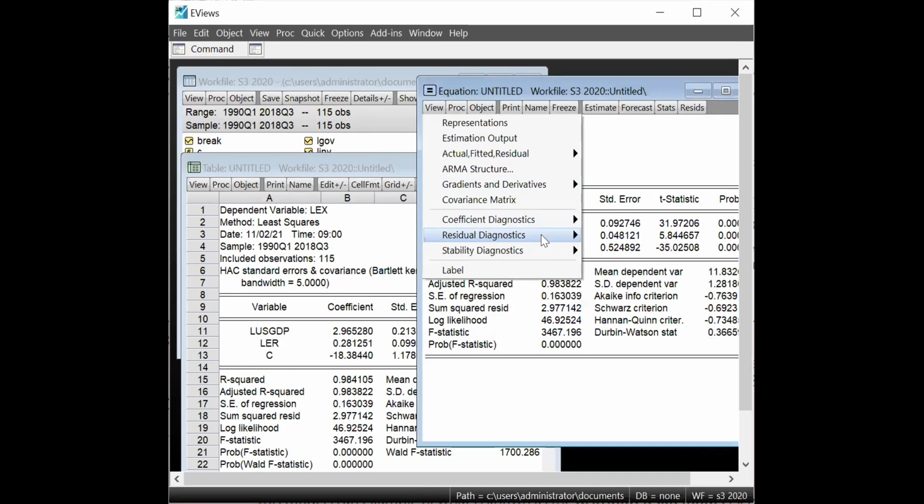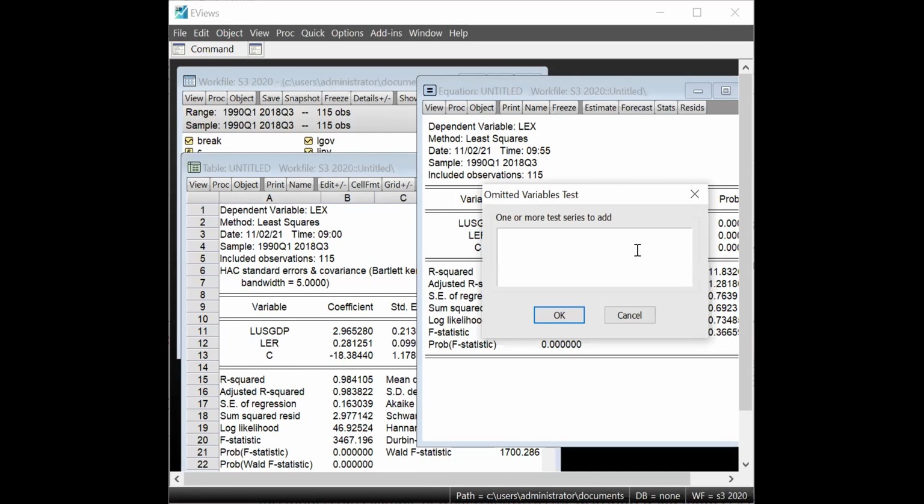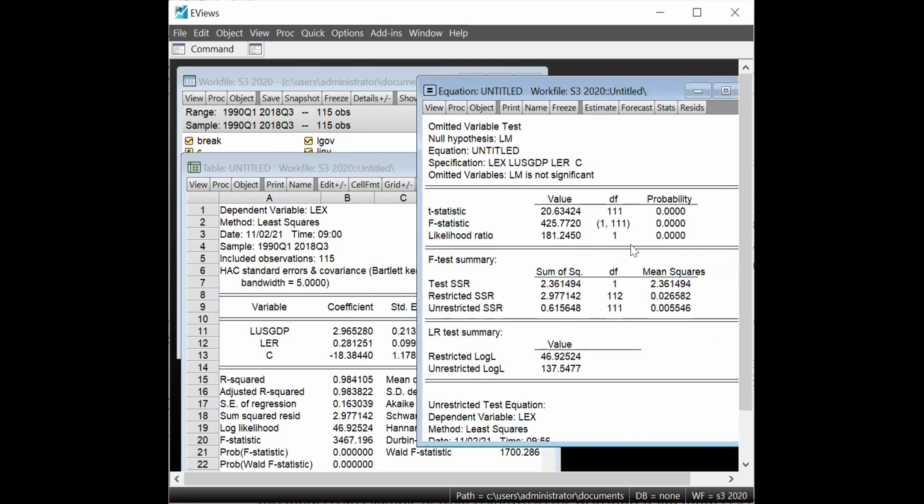For example, we add another variable here, imports. LM is not significant for the omitted variables. LM is import, the test value is 20 something, F is 1, and the probability is this one. That's when we reject the null hypothesis.